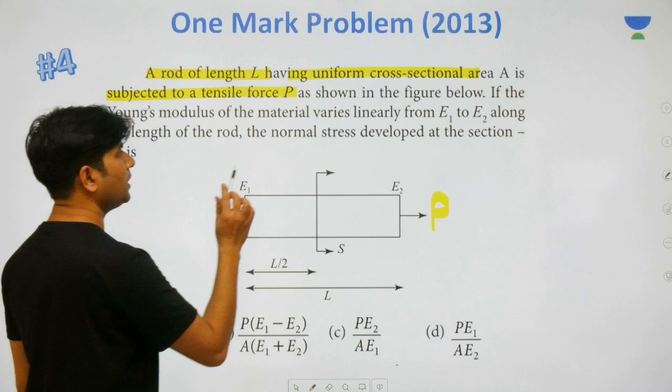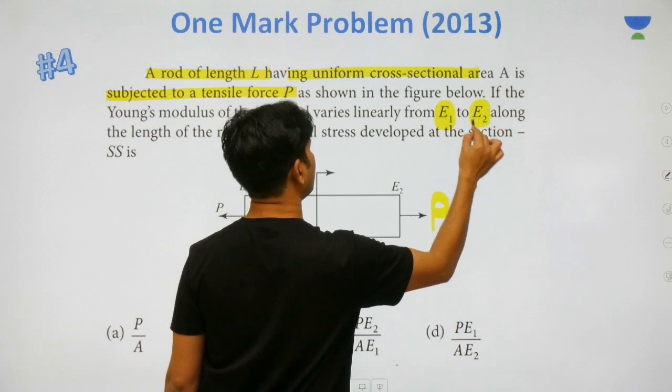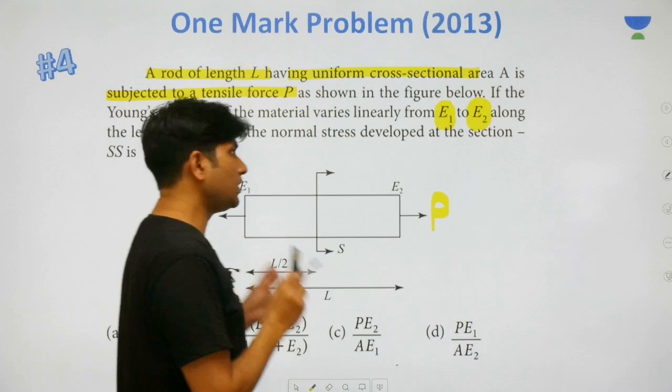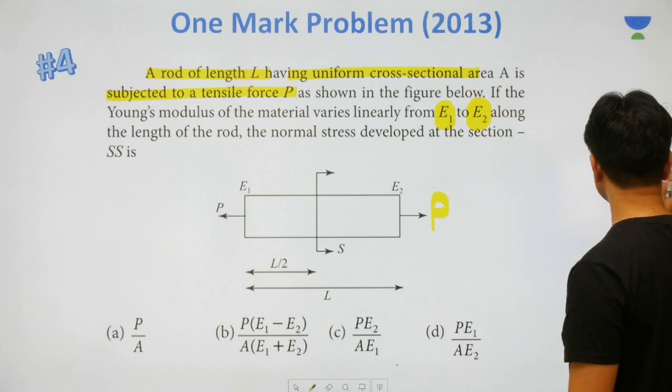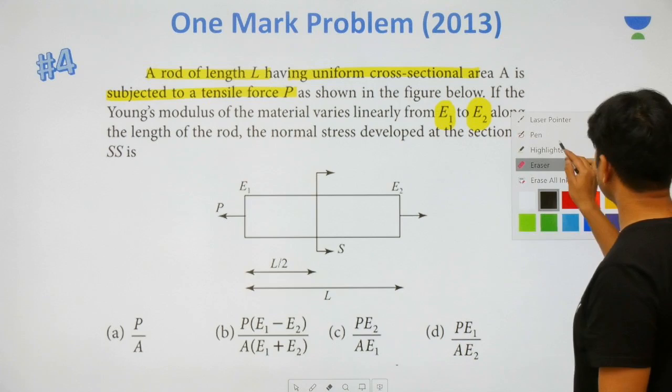And the elasticity of the material is varying linearly from E1 value at one extreme to E2 value at another extreme. Then they are asking for the axial stress, the normal stress developed due to this axial tensile load. Let's calculate it. It's very easy to calculate.